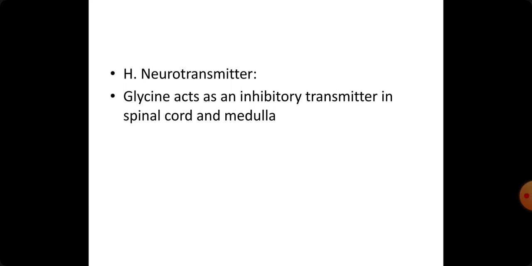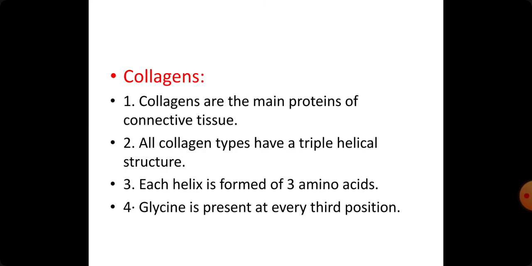Neurotransmitter. Glycine itself acts as a neurotransmitter. Glycine acts as an inhibitory transmitter in the spinal cord and medulla. A protein by the name collagen, a structural protein, requires glycine for its synthesis. Collagens are the main proteins of connective tissue.